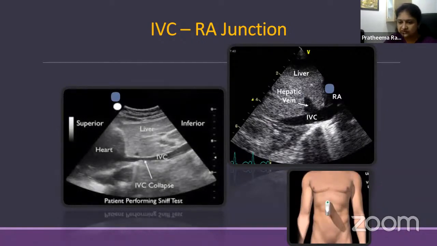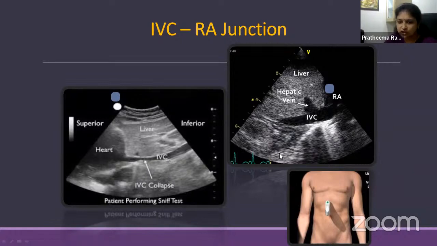We just put the probe in the subcostal region, with the probe marker towards the head, towards the chin. So there we can see the inferior vena cava, the liver. We can also see the hepatic vein, inferior vena cava, right atrium. If we see the blood vessel connected to the right atrium, then it is the inferior vena cava. Sometimes it is confused with the aorta also.